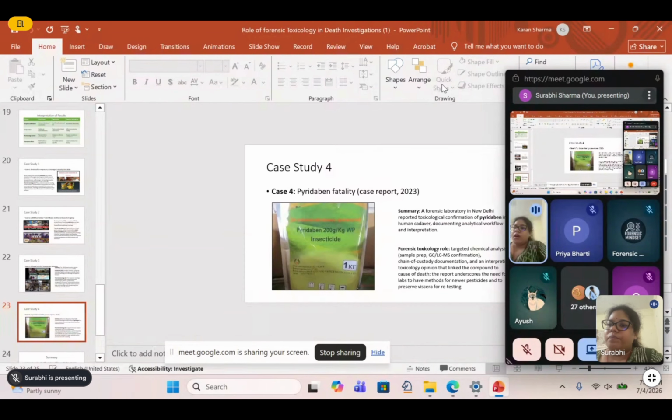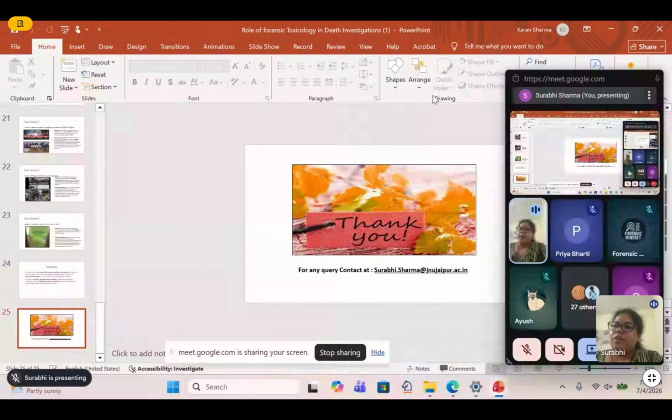And the case 4 is pyridine facility, which is again a case reported in 2023, in which pyridine was found in human cadaver. Documenting analytical workflow and interpretation was done with the help of GCLC MS confirmation that told that this particular insecticide is fatal for the human. That's all for today. Tomorrow I'll be discussing about the different types of poisons, drugs, and their analysis.